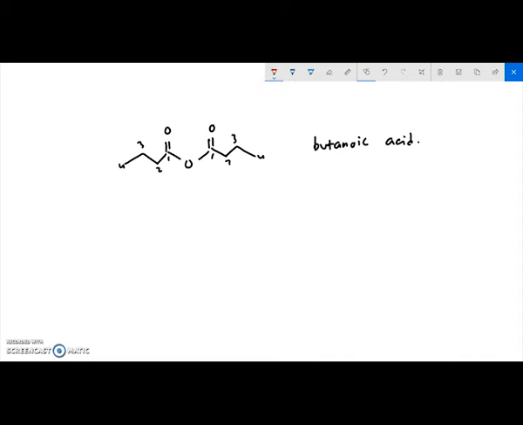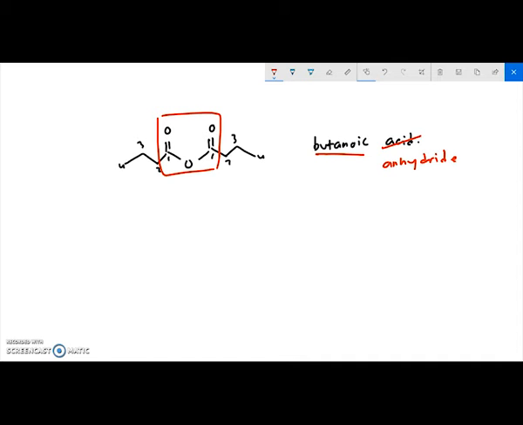However, in this structure, we realize that this is an anhydride. Instead of using acid, we're going to replace it with butanoic anhydride. Please take note that instead of writing as dibutanoic anhydride, we're only going to use only one butanoic anhydride. We're using this because it is a symmetrical anhydride.